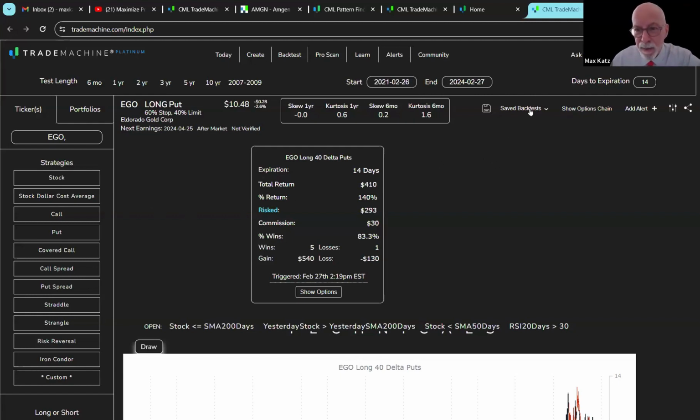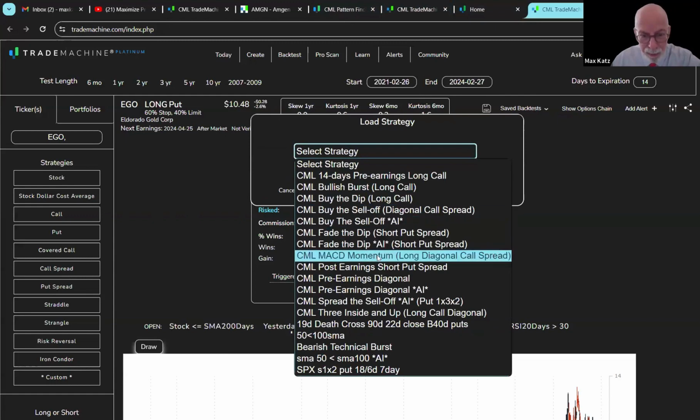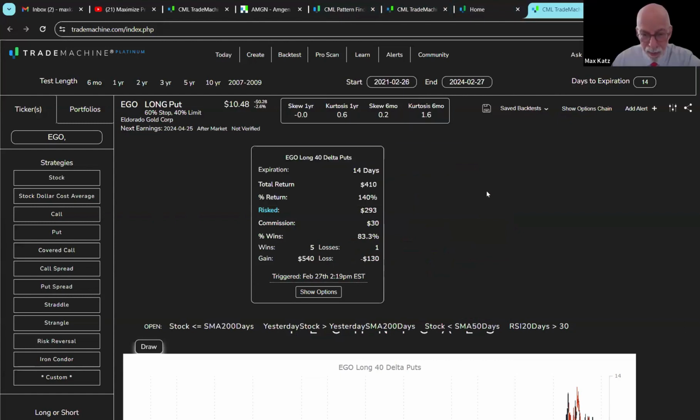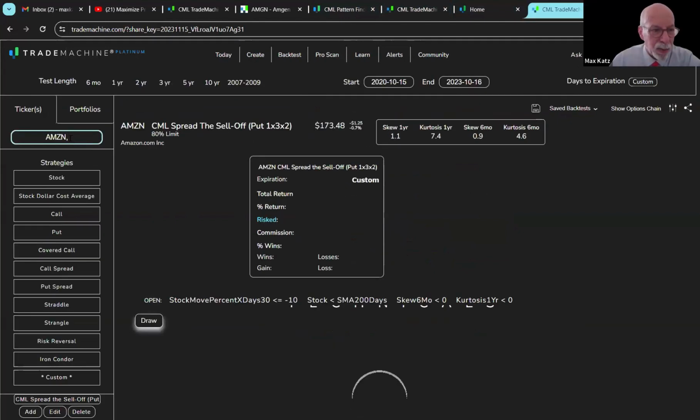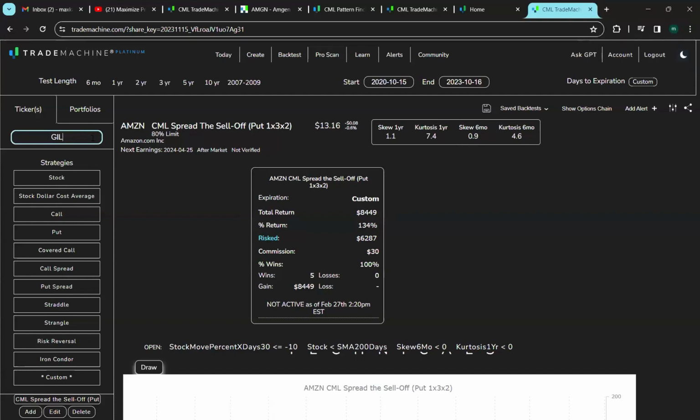It's no longer on the Today tab, I'm 99% sure, so we'll just build it. So we want spread the sell-off with AI. Yes, spread the sell-off is always AI. Right. Yes. It is now. And it'll do it by default for Amazon, but we're going to load up the strategy. We are going to do GILD. Yeah. GILD.